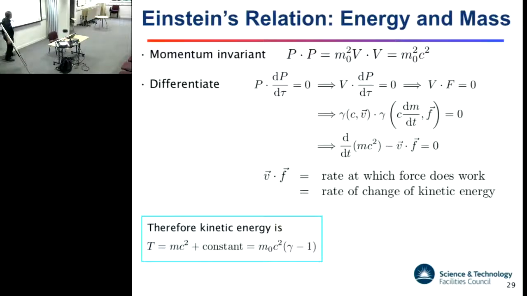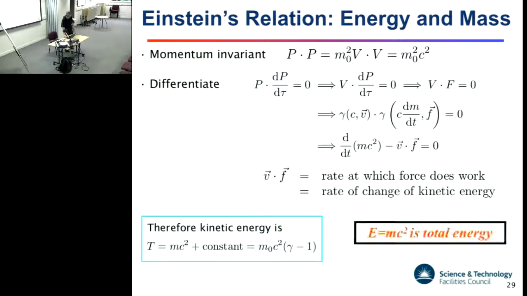So v dot F is the rate of change of work done. It's the rate of change of kinetic energy. Therefore, the kinetic energy is mc squared. This m here, of course, is m naught gamma, which is why it's equal to that. And that's why you can associate m naught c squared with the rest mass of the particle.